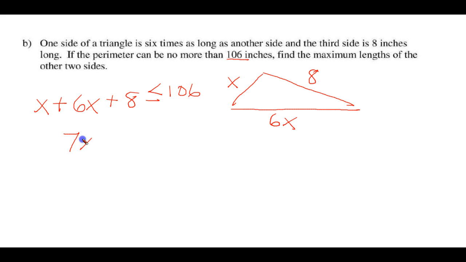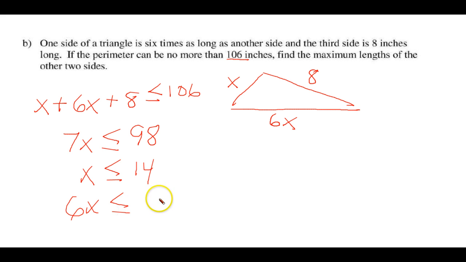So we have 7x. We're going to subtract 8 from both sides, and that will give us 98. We're going to divide both sides by 7, so we have x is less than or equal to 14. So that's our basic answer here. And if we go 6 times 14, 6x is less than or equal to 84. And those are the answers we find below.